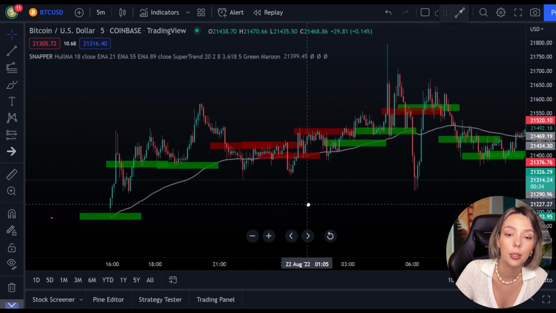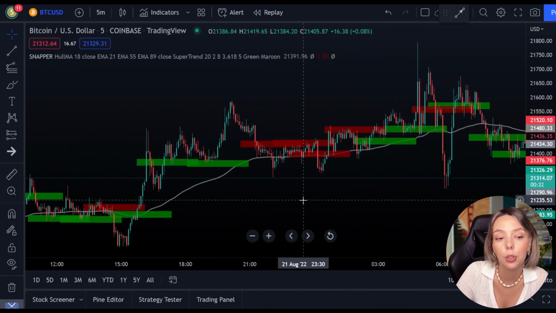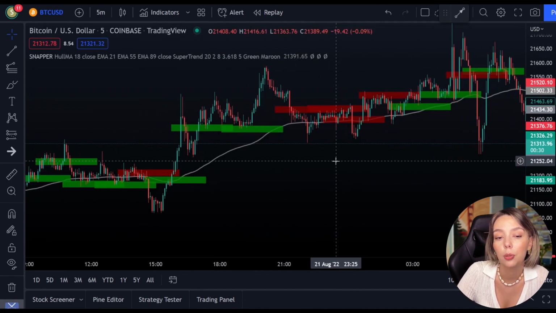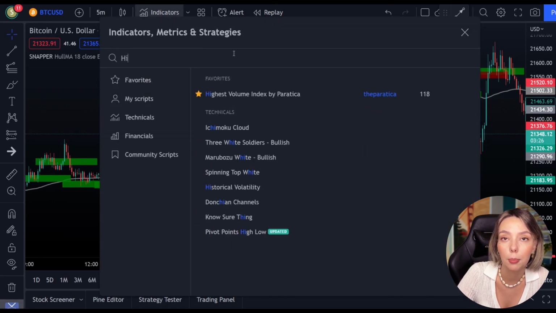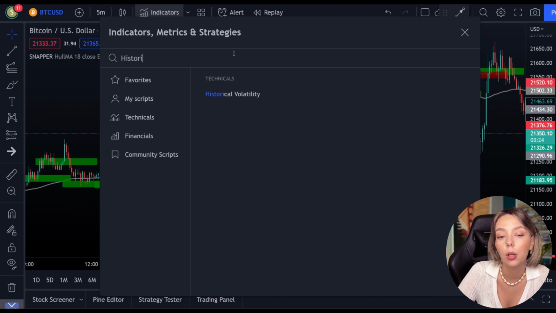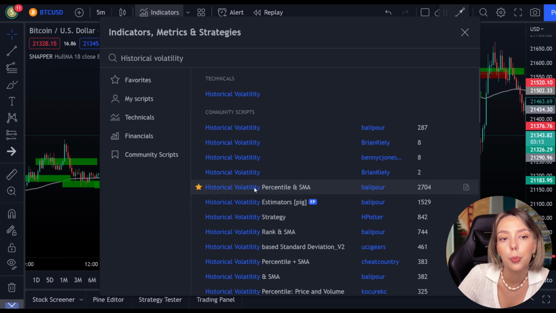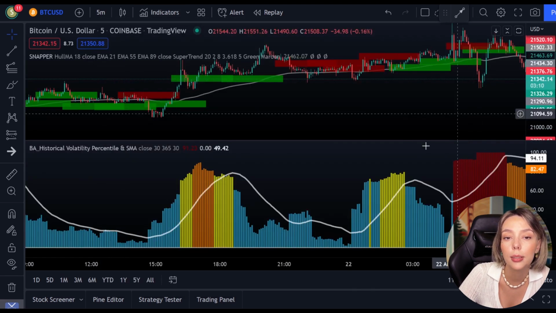I think the strategy can definitely be improved, and let me actually give you some tips. First of all, I would start with adding a good volatility indicator to the chart with the goal to eliminate bad signals. We can use this Historical Volatility Percent line by Bellypor. This is a pretty good tool because it shows the overall level of volatility in the market.